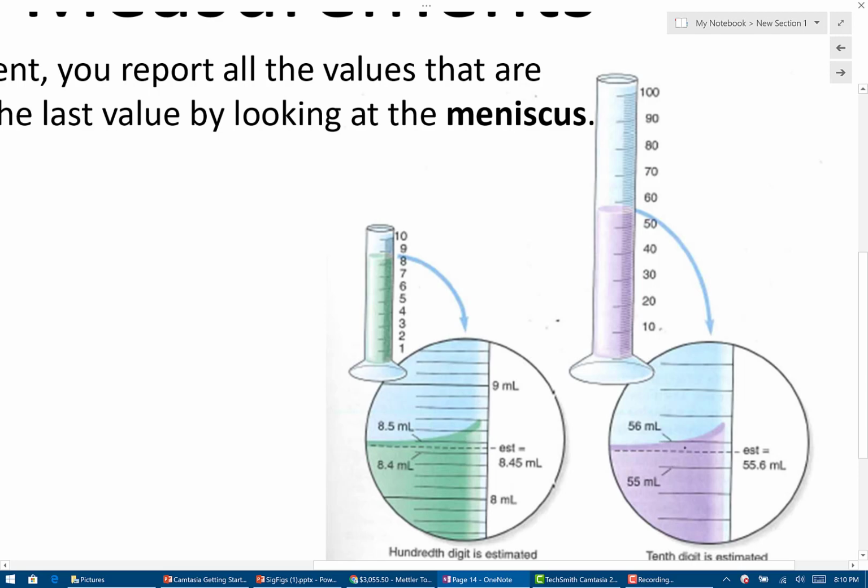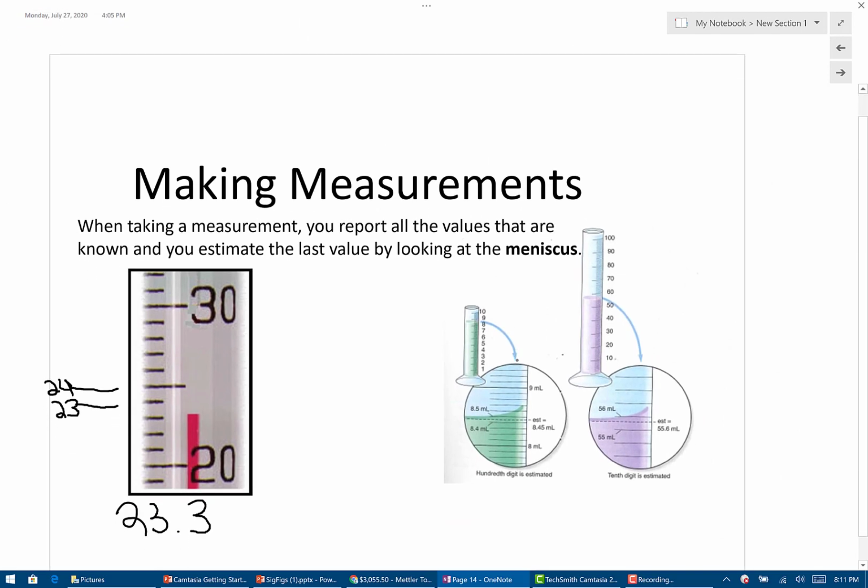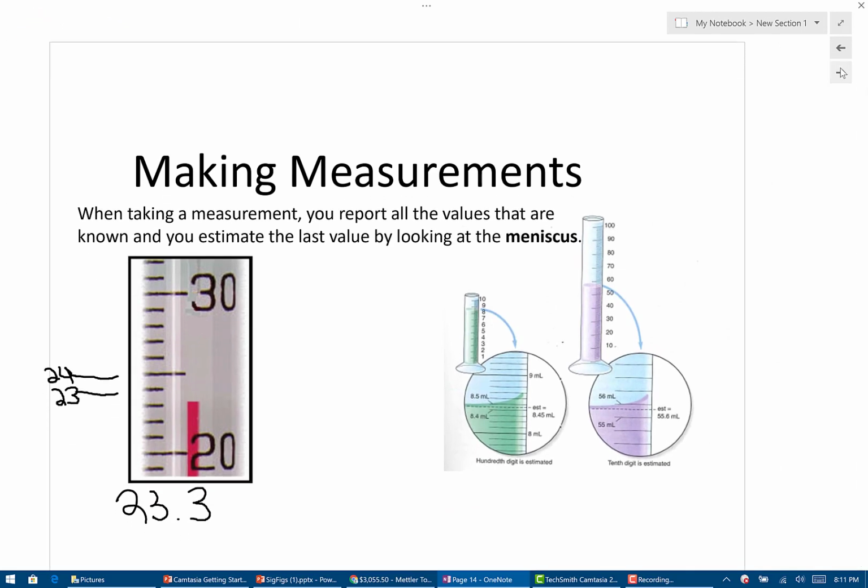So therefore, we know, again, the bottom of the meniscus is somewhere between 55 and 56, and we, as the person reading and making the measurement, have to estimate that decimal place. In this case, 55.6. Again, it's in between 55 and 56. It's a little closer to 56 than it is to 55. So again, it's one digit more than the tool you are using to make your measurements.